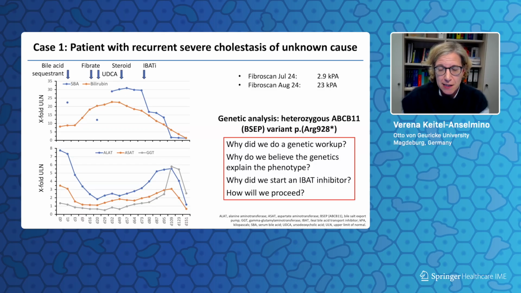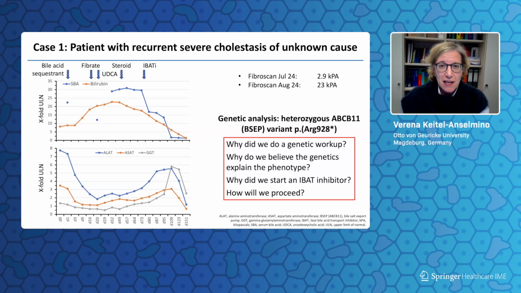So the question might be, why did we do a genetic workup in a DILI patient? Because his bile acids were 30 times the upper limit of normal. Why do we believe that his genetics explain the phenotype? Well, the serum bile acids and a non-functional BSEP on one allele really fit together. This is the reason we started an IBAT inhibitor, because we also had the increase in the fibroscan. We thought, okay, this is getting progressive if we don't do anything. And as for how we proceeded, now that everything's better, we actually halved his dose.